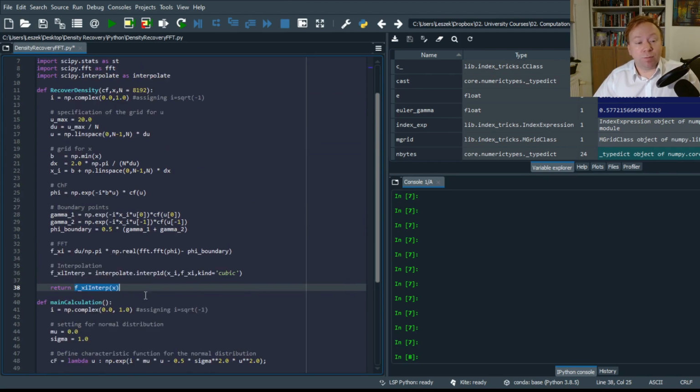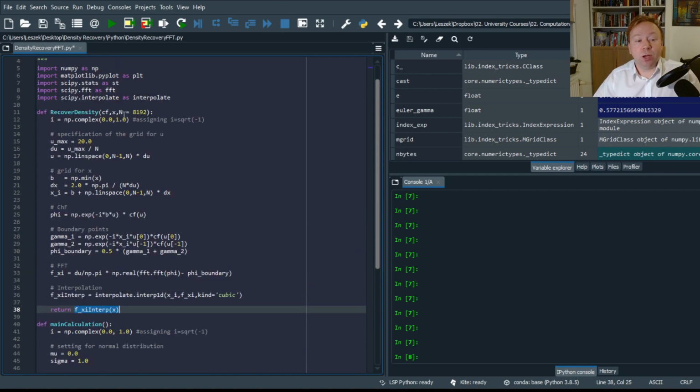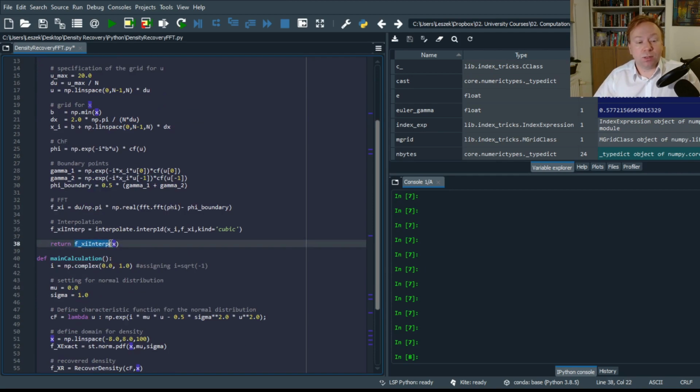So imagine if you have, for example, let's say 8,000 points here. However, your input x involves 1,000,000 points. Then we would still perform the fast Fourier transformation on 8,192 points. However, the remaining points, which are actually needed as the output of the function, will just be interpolated using cubic spline. So you can see this is also beneficial.